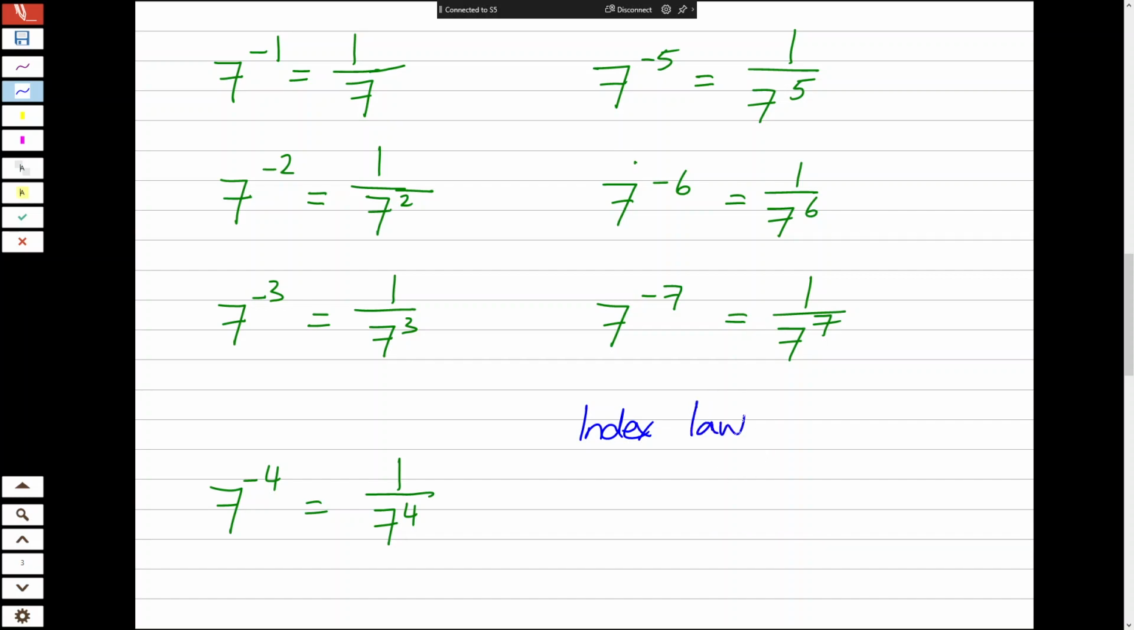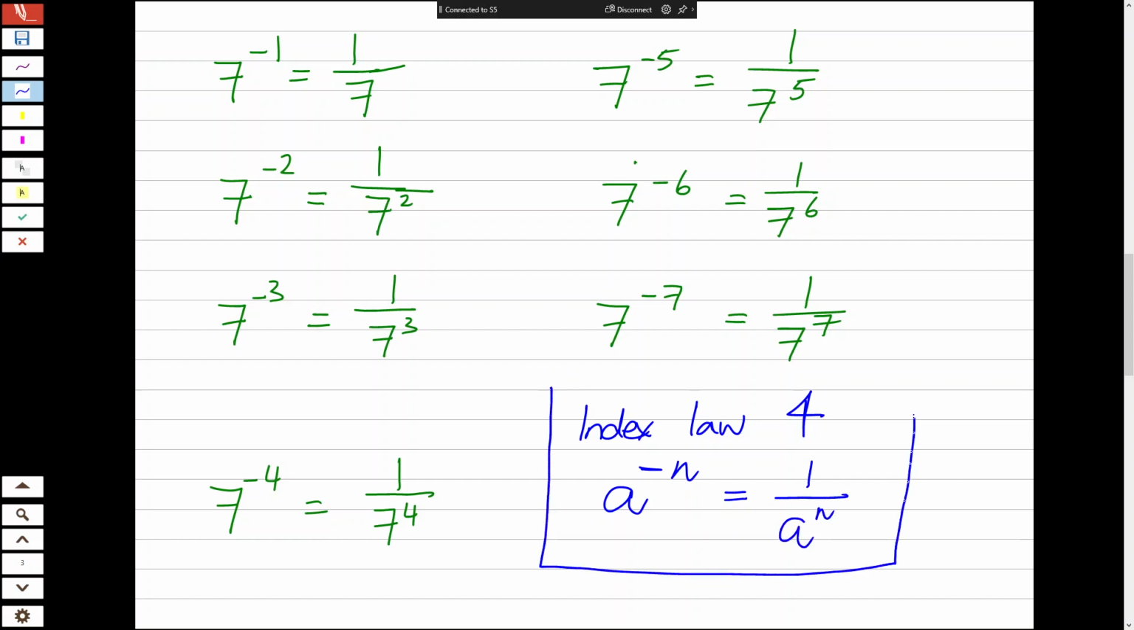Okay, so I think your book calls this index law number 4. Here I used 7, there's something special about the number 7. If I raise a number a to the power of minus n, it's the same as dividing by a to the n. Okay? Once you know that, you're pretty much good to go. So I'll just give you a second to get that down if you haven't gotten it already.